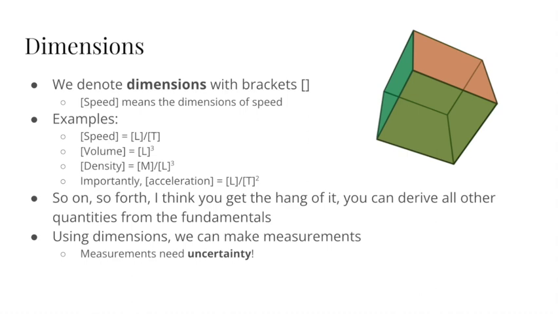And a very important dimension that we should know in physics is the dimension of acceleration, which is given by the dimensions of length over the dimensions of time squared, or in units meters per second squared, so on and so forth. I think you get the hang of it. And you can basically derive all other quantities from the fundamental quantities that we went over on the last slide. And using these dimensions, we can now make measurements.